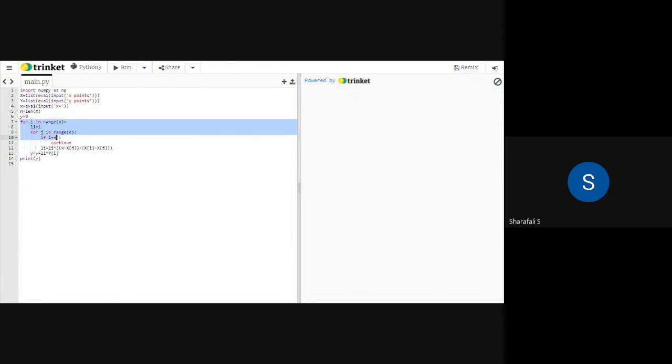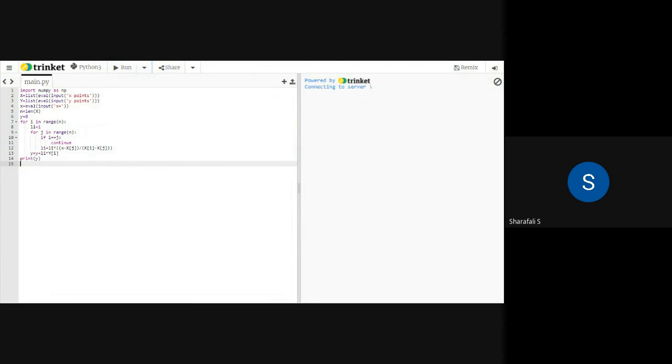Then we have the for loops to calculate those L0 values, and that has to be multiplied with y0, y1, y2, like that. And we have to find out what is the total y. Okay, and print that y, that will be your answer.